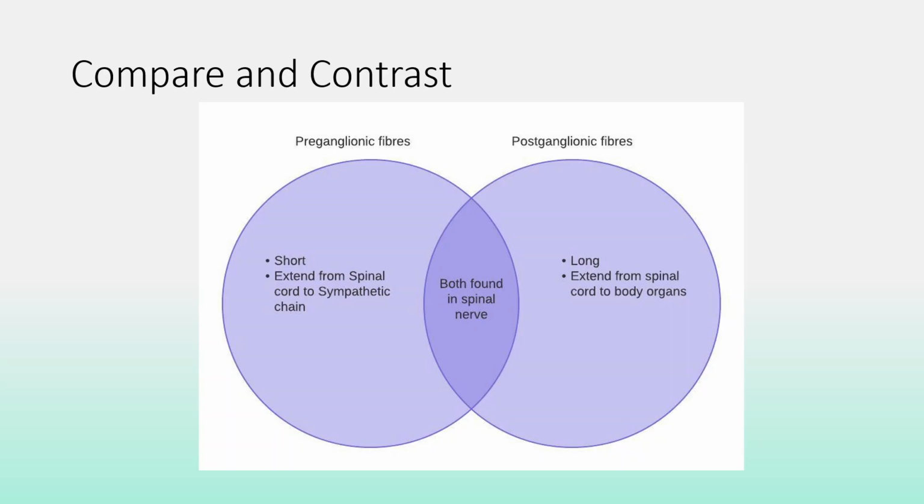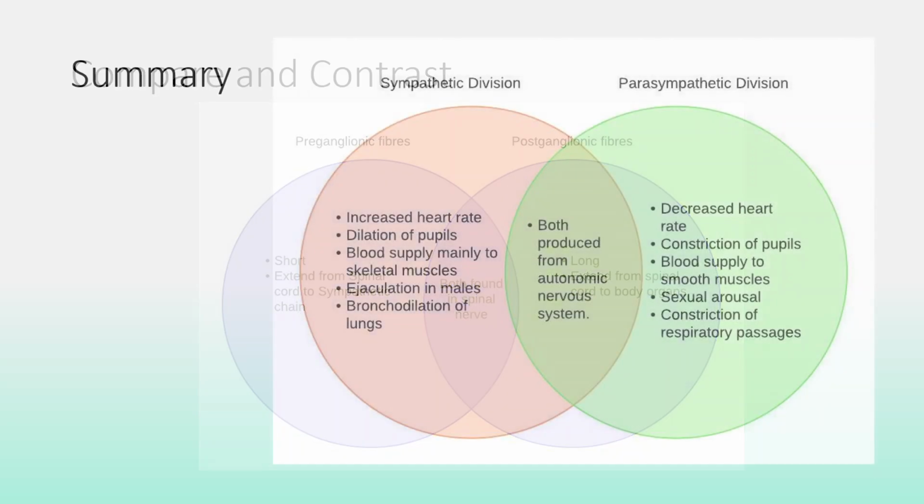Now, I've created these diagrams, Venn diagrams particularly, to compare and contrast preganglionic fibers and postganglionic fibers. So preganglionic fibers are short, extend from the spinal cord to the sympathetic chain. Post are long and extend from the spinal cord to the body organs. Note that both of them are found in the spinal nerve.